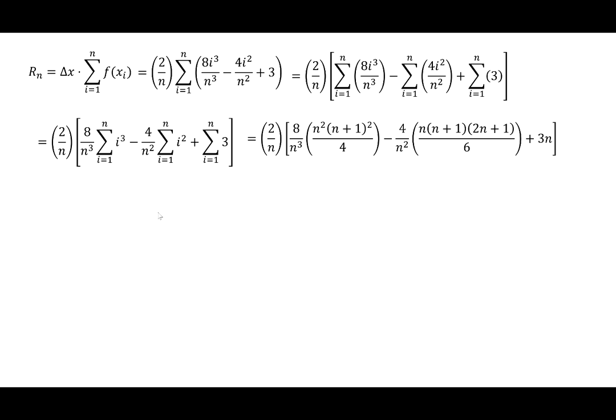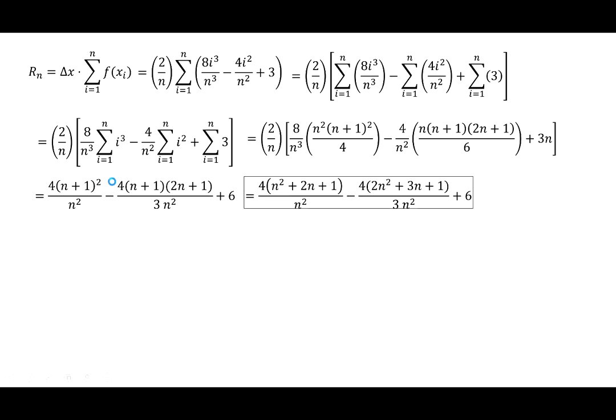Right? Plug and chug. And then, it's a matter of simplifying. Verify that what I did is right. I distributed and simplified and all that stuff. So came to this. Okay, now I multiplied this out, foiled this out and foiled this out, so that this is our R sub n right now.